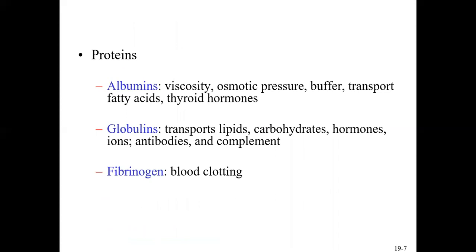And then lastly, for the plasma, you've got three groups of proteins. We'll talk about these briefly, and we're going to see some of these proteins in other chapters as well. Albumins, these help with the viscosity or kind of the thickness of the blood. They also help with creating an osmotic pressure that allows certain osmosis events to take place. That's moving fluids in and out of the bloodstream.